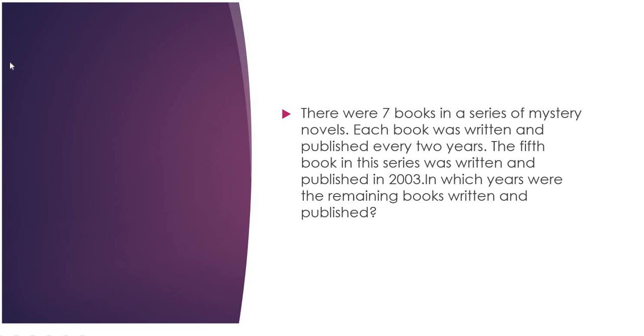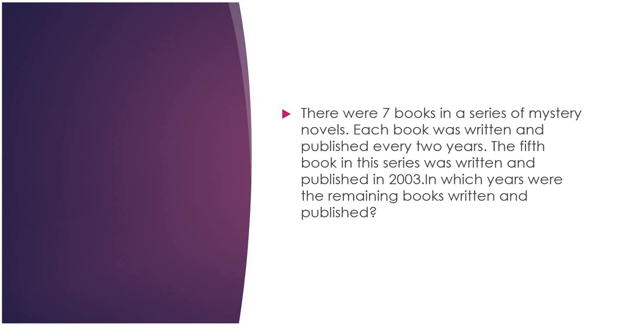So this question, unlike the previous ones, doesn't have any first term or last term of our number sequence, right? But there's a number in the middle: 2003, the 5th book, right? So we know what we know here. We know we have 7 numbers because we have 7 books, so we know we have 7 terms in our number sequence.